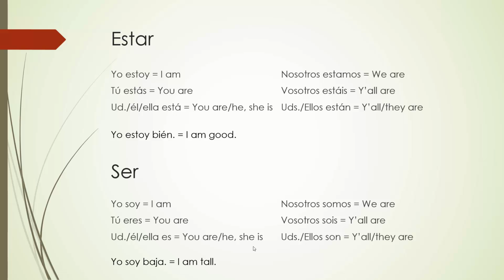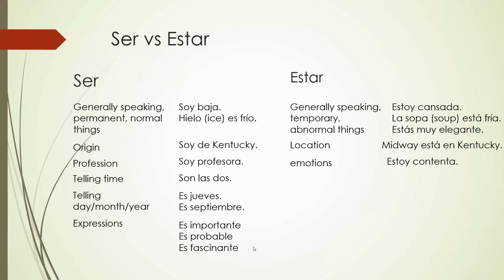Now let's look at some hardcore detailed rules for when to use ser and estar. It's time to memorize those. Here they are. Ser versus estar. Ser, as I said, is generally used for permanent normal things like soy baja, I'm permanently short, or normal things like hielo, ice, es frío, ice is cold, that's normal. As opposed to estar, which is used for temporary or abnormal things. Estoy cansada. I'm tired. Hopefully being tired is temporary.